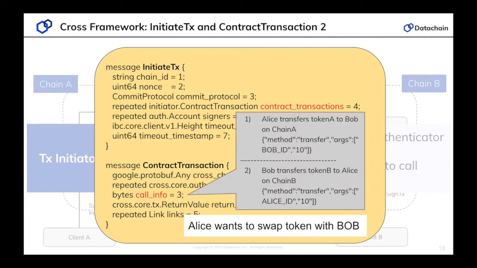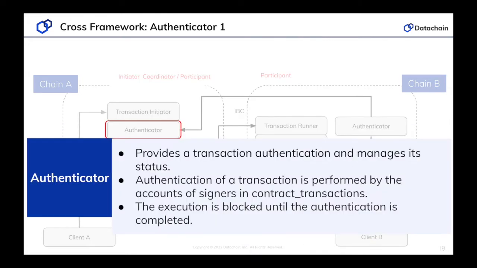For instance, when Alice wants to swap tokens with Bob, two contract transactions contain contract functions: 1. Alice transfers token A to Bob on chain A. 2. Bob transfers token B to Alice on chain B, respectively. The authenticator authenticates the transaction and manages its status. This authentication is performed by the accounts of signers in the contract transactions.